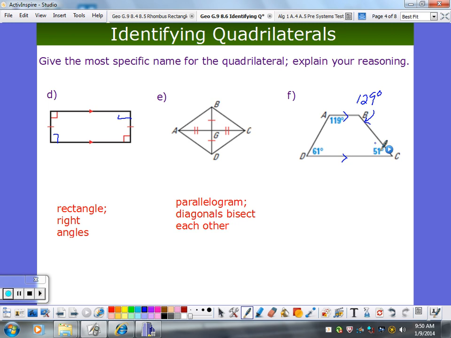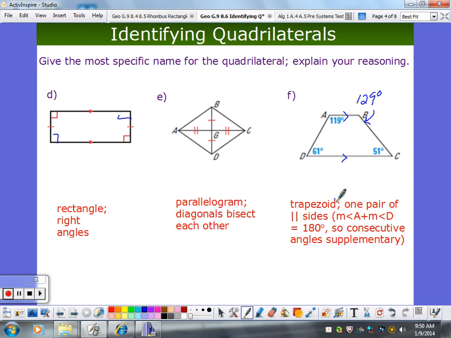They are parallel because if you have consecutive interior angles and they are supplementary, then you have parallel lines. These are not. So what can I say this is? It's a trapezoid, because you have one pair of parallel sides, because we can see the consecutive interior angles, and we have one pair of not parallel sides. Wow, we got to use a lot of stuff here.